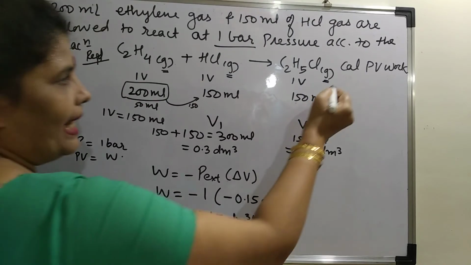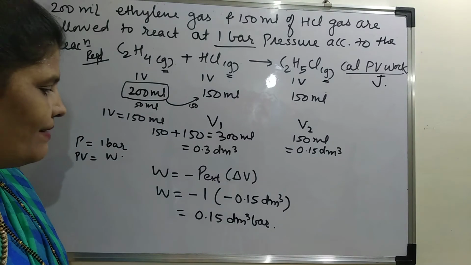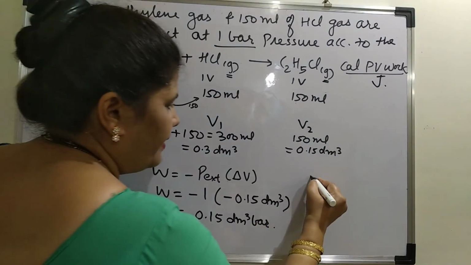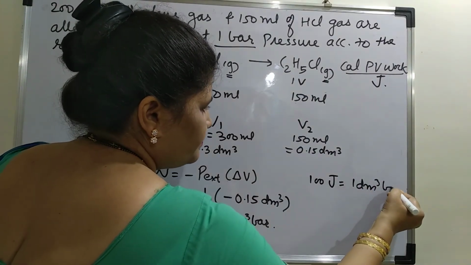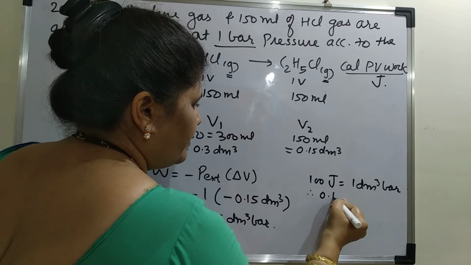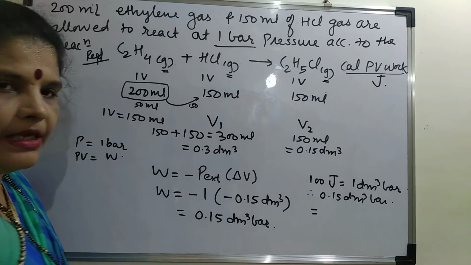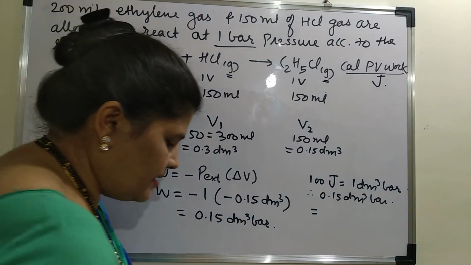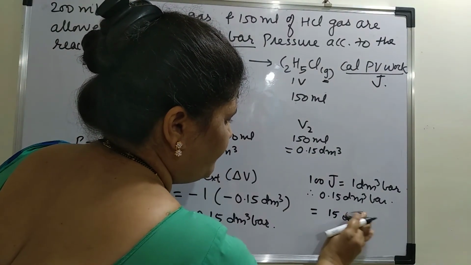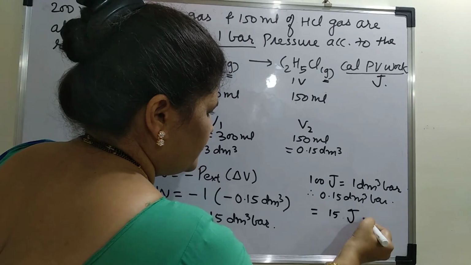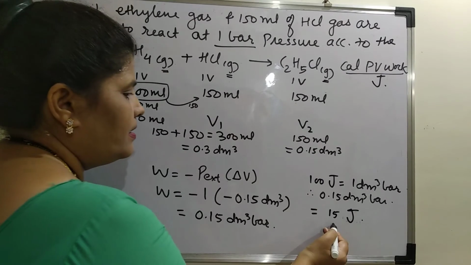Now they are asking you to calculate the PV work. It's always better if you calculate that in J. So I will convert this. 100 J is equal to 1 dm cube bar. Therefore 0.15 dm cube bar is equal to how much? It will get multiplied by 100. So your answer there is 15 J. So this is the answer. The work done here is 15 J.